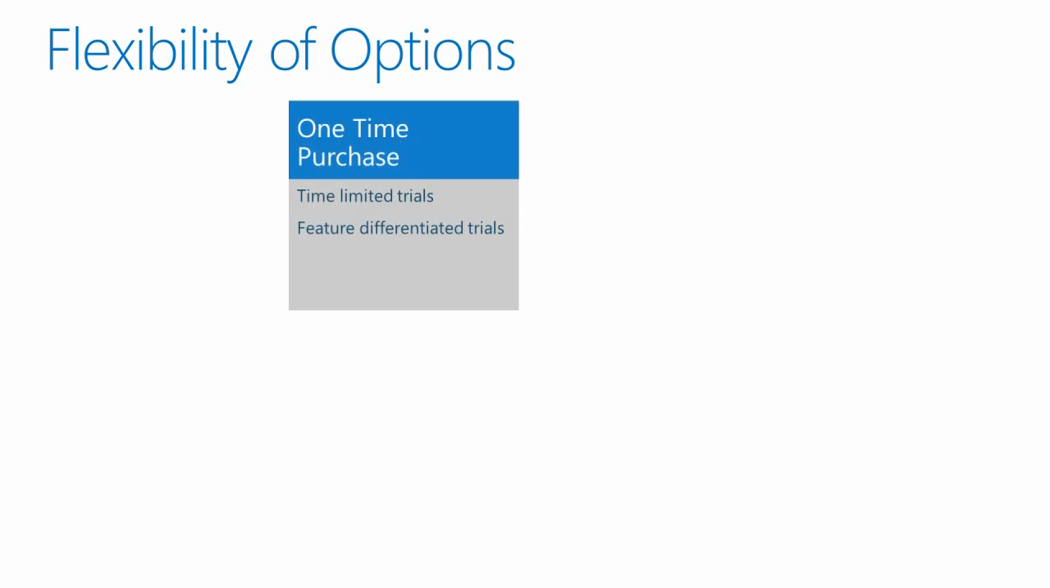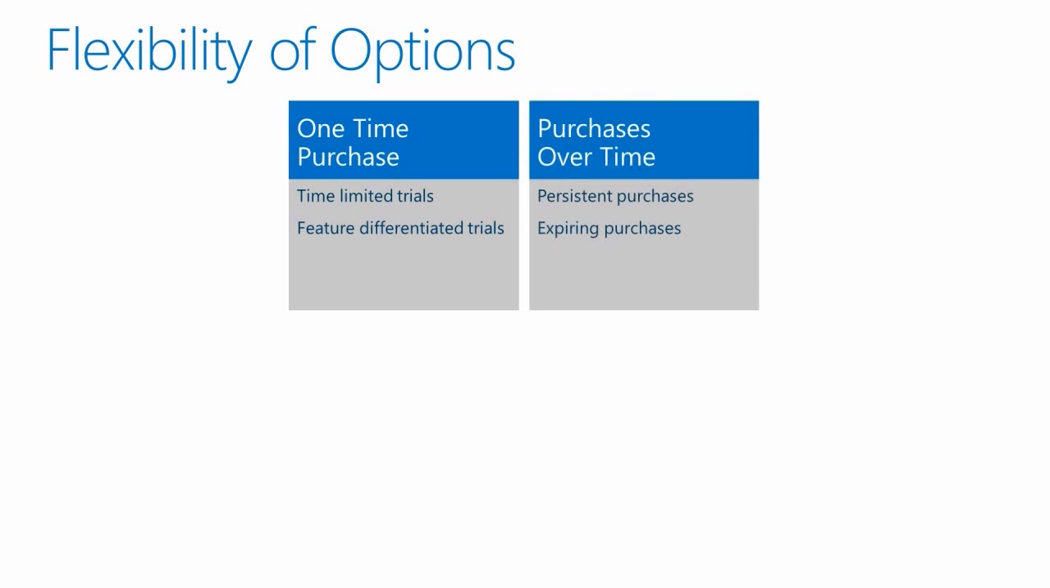The first option you have is to have your app be a one-time purchase via the Windows Store. You can offer a trial version of your app to increase the amount of users that will install and get started with your app before they make the final purchase decision. Offering purchases over time. Either those are persistent purchases, a persistent in-app purchase, or it's an expiring in-app purchase that will expire after a predefined amount of time.